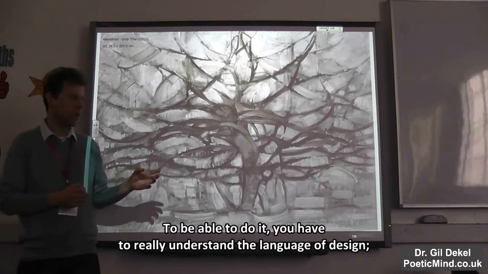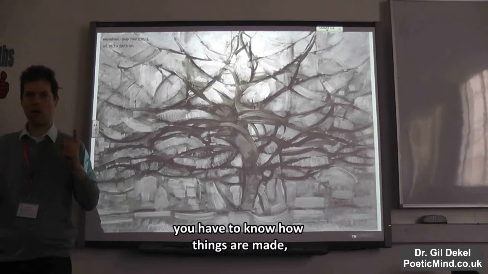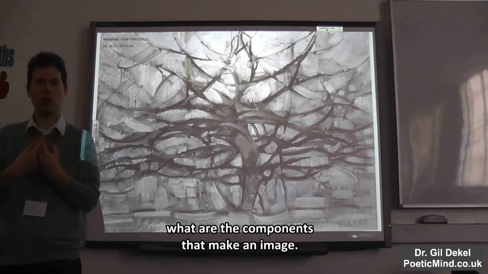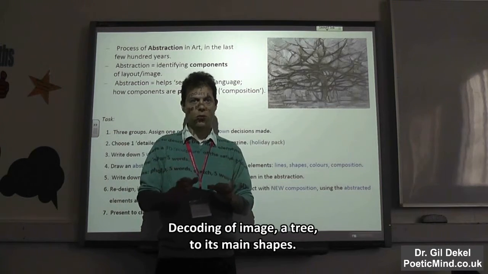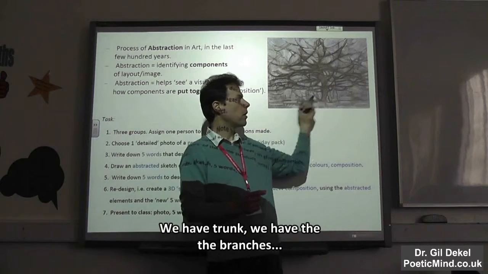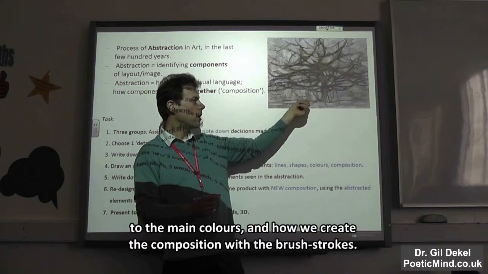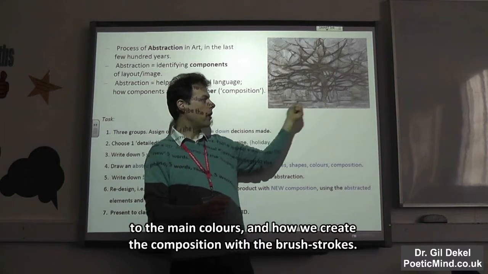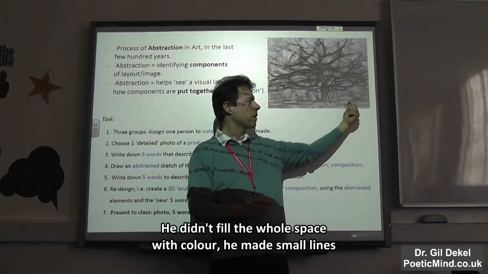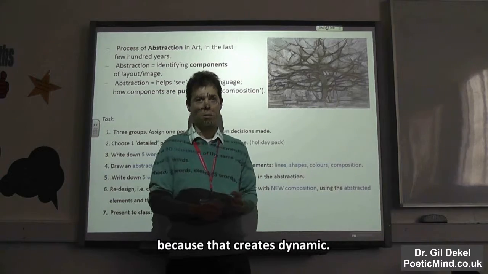To be able to do it, you have to really understand the language of design. You have to know how things are made, what are the components that make an image. Decoding of an image, a tree, to its main shape, we have trunk, we have the branches, to the main colors, and how he creates the composition with the brush stroke. He didn't fill the whole space with color, he makes small lines, because that creates dynamic.